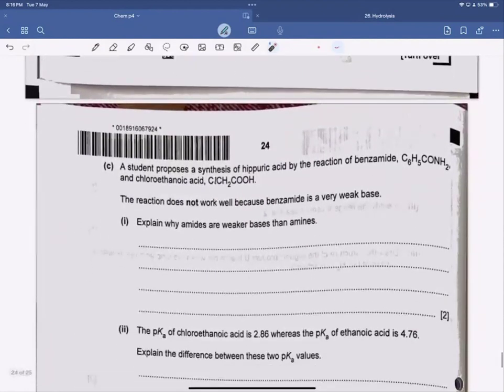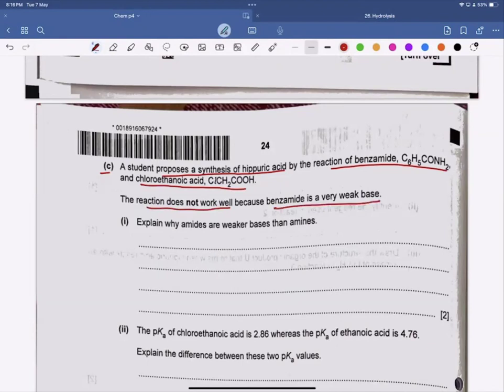isomers. Now, part C. A student proposes a synthesis of hippuric acid by the reaction of benzamide with chloroethanoic acid. The reaction does not work well because benzamide is a very weak base. Explain why amides are weaker bases than amines. So it's very easy.